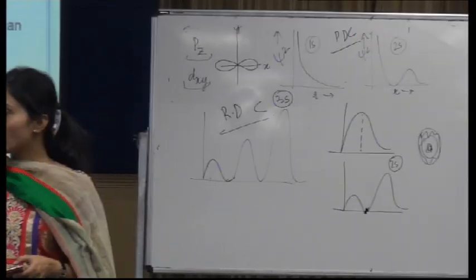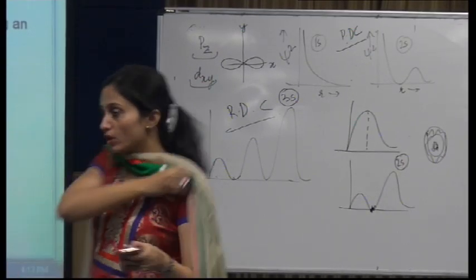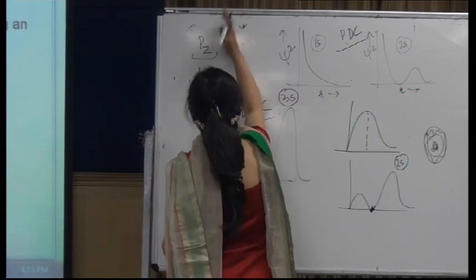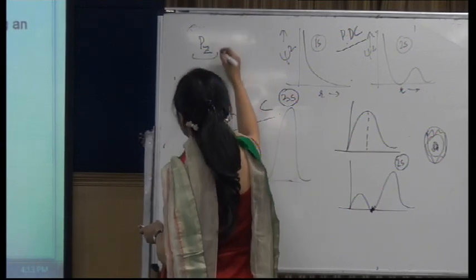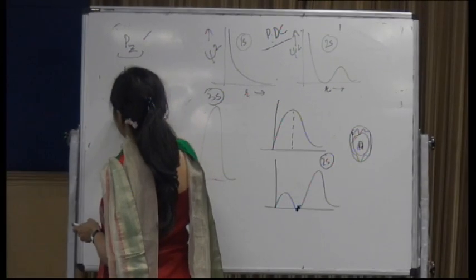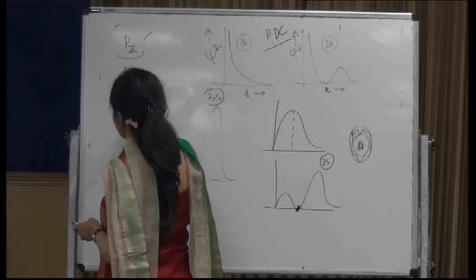Got it? All of you? So just check it out. I've just explained the pz orbital in the case of px. Now you tell me how many nodal planes for pz, how many for dxy, and let me just give you dxz square because this is a doubt.